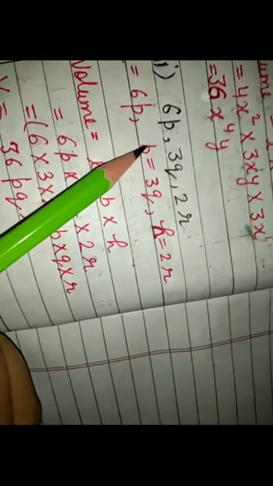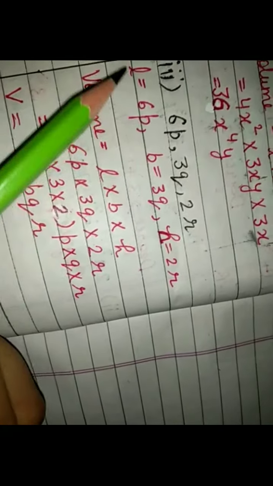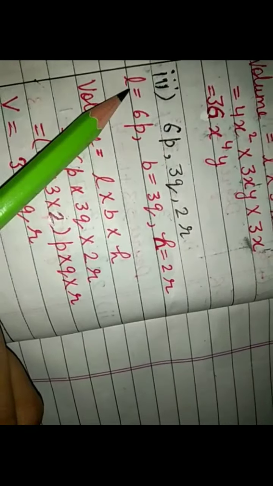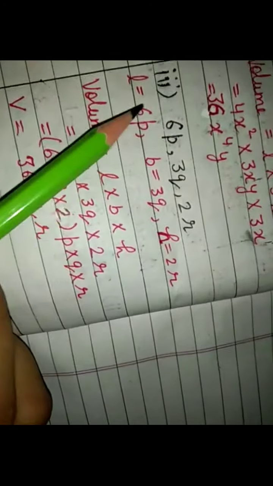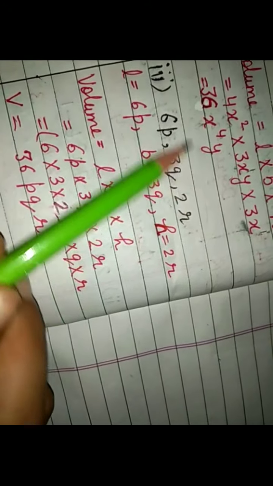Like this you have to do all parts of this question. Suppose the first value is L, the second is B, and the third is H. Then please get all the products of the 3 monomials.